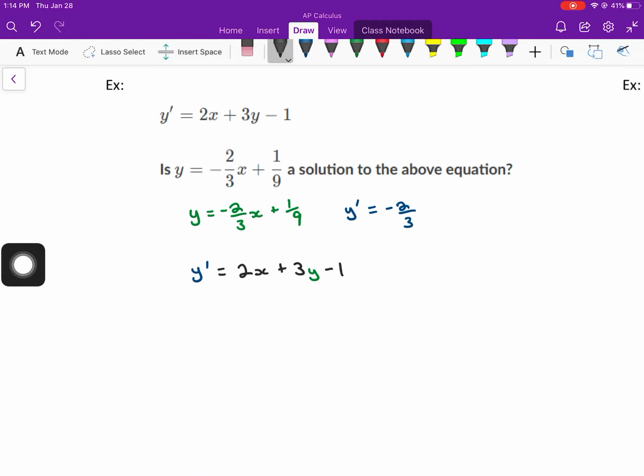So we're going to substitute this stuff in. So in for y prime is going to go negative 2/3. And we're going to see what happens if we plug everything else in here. So we have 2x. And then we know y is this here. So I'm going to plug that in for y. So plus 3 times y, which is negative 2/3 x plus 1 over 9. And then minus 1.